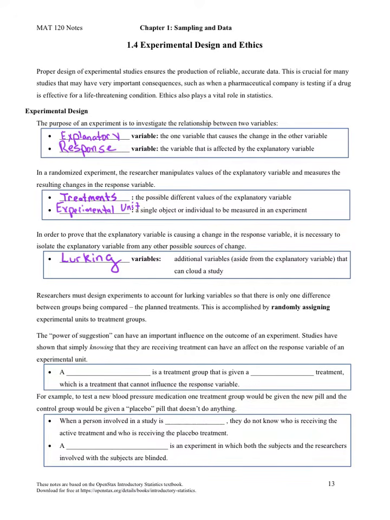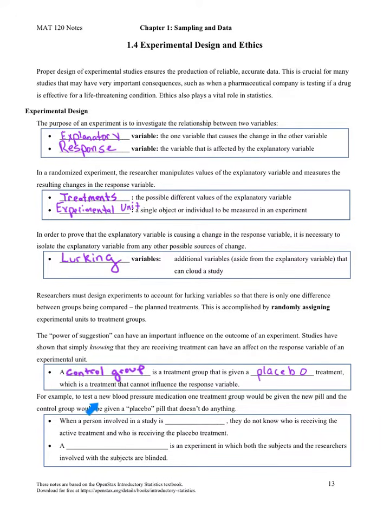When conducting an experiment, researchers have to be careful because the power of suggestion can have an important influence on the outcome of an experiment. Studies have shown that simply knowing that they are receiving treatment can have an effect on the response variable. So in order to minimize the power of suggestion, we have what's called a control group. And our control group is given a placebo treatment, which is a treatment that cannot influence the response variable.